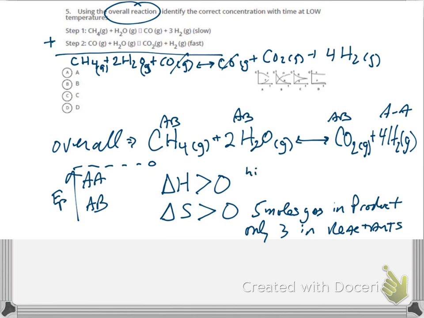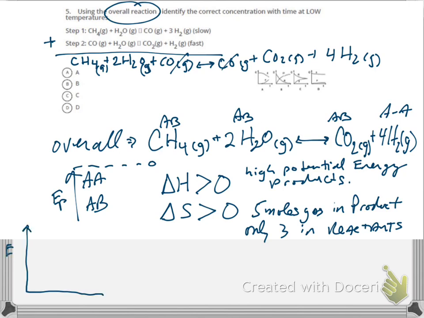Drawing the PEC diagram for that, we would see high potential energy products, and then we have the case where directionality is temperature dependent, while extent is always temperature dependent. We see that at higher temperatures we should make more products, and the directionality argument is that we're going to go product favored at high temperatures, and at low temperatures we would be reactant favored, fully reactant favored.